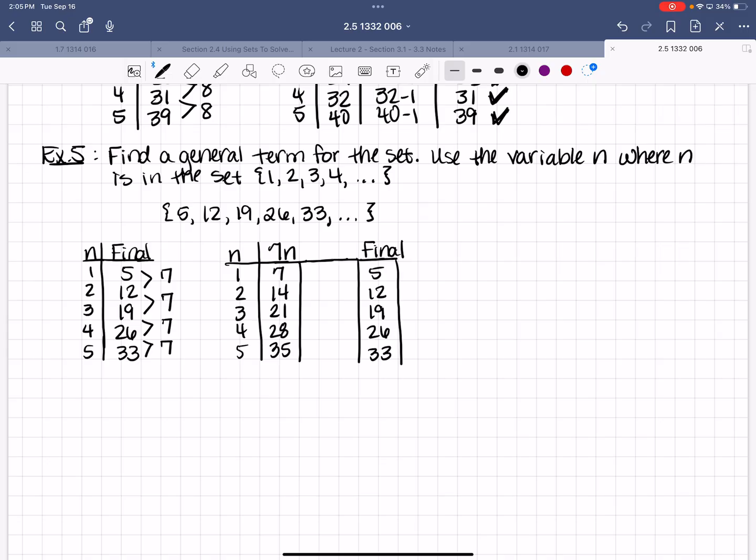Nope. Okay. So how do you think I'm getting from 7 to 5? Minus 2. So let's try minus 2. That does give me 5. So now I've got to do minus 2 on everybody else. 14 minus 2, yep, that checks out to 12. 21 minus 2 should be 19. Yep, it is. 28 minus 2 gives 26. That's what I need. And 35 minus 2 gives 33. That's also what I need. So my rule is 7n minus 2.